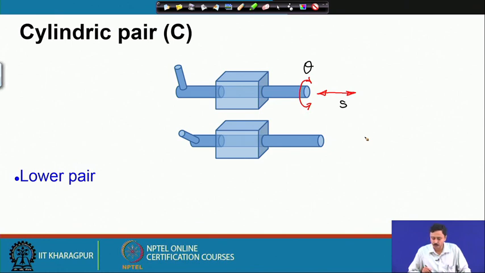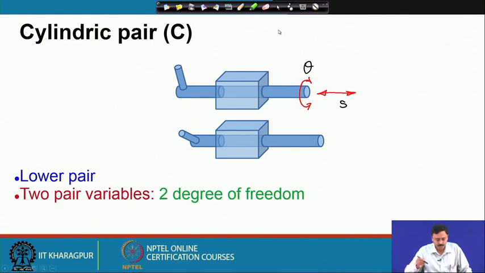If I specify these two pair variables, then the relative motion between the block and the cylinder is perfectly fixed. It is fixed and there is no ambiguity. So, therefore, I need to specify two things, theta and s, to completely specify the cylinder inside the block. So, we say that there are two pair variables and hence we have 2 degrees of freedom for a cylindric pair.